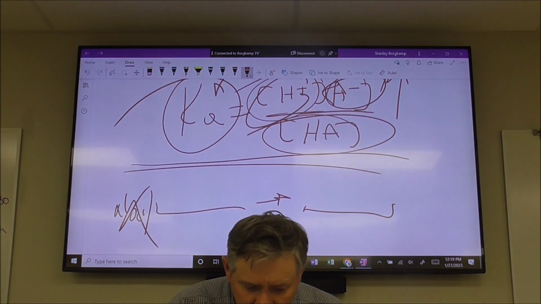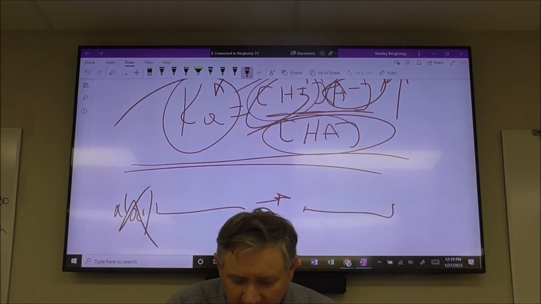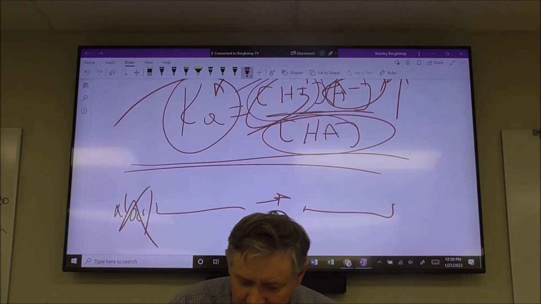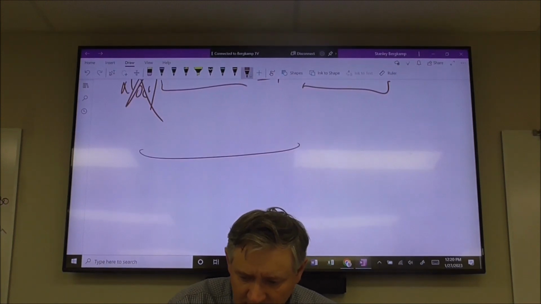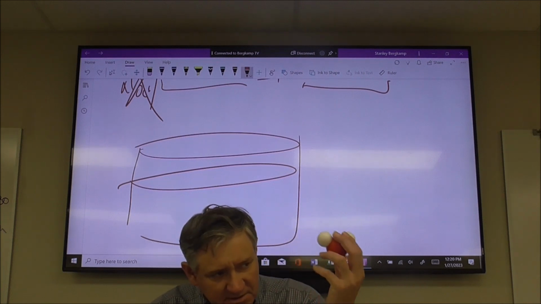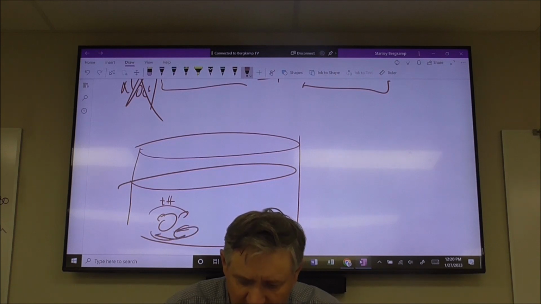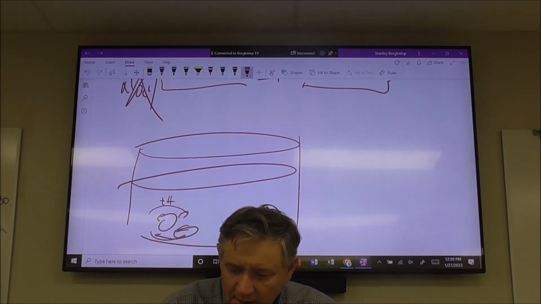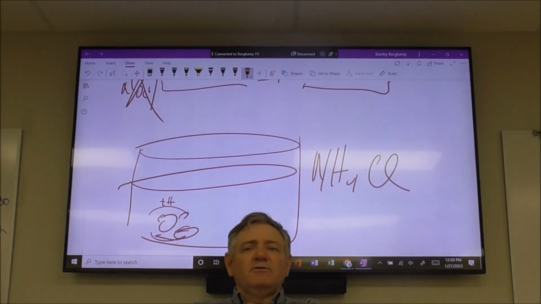So on number 13, I want to make sure everybody's cool with what I want on 13. It says, write the net ionic reaction for the reaction that occurs with water and ammonium chloride. So what's happening is that you have water. A bunch of these things. And you have a positive end of that molecule, and you have this dome of negativity on the other end. And you're going to add ammonium chloride, NH4Cl. Is ammonium chloride soluble or insoluble?